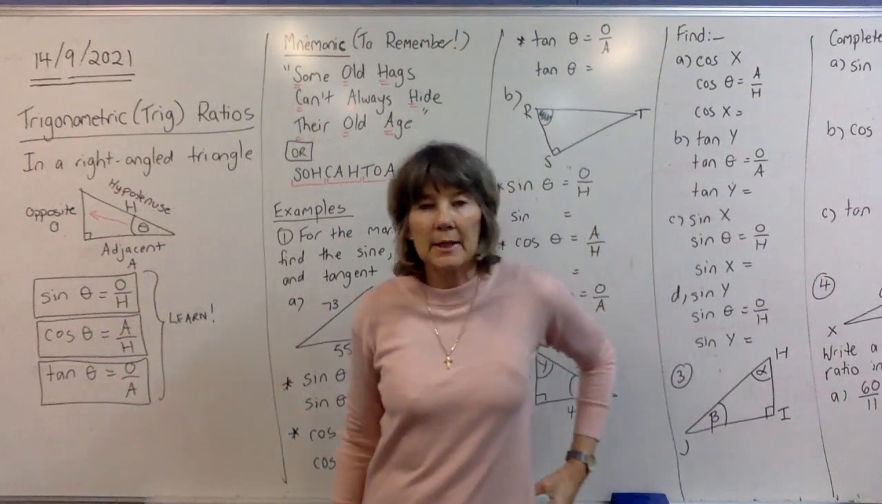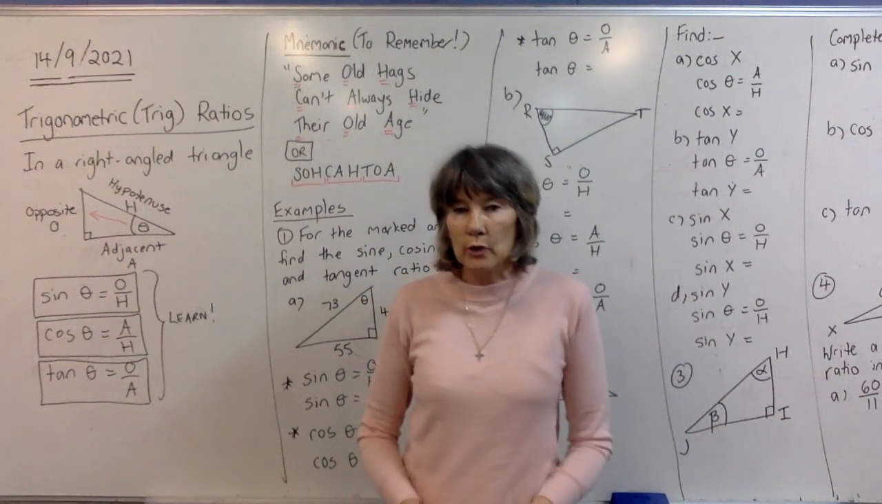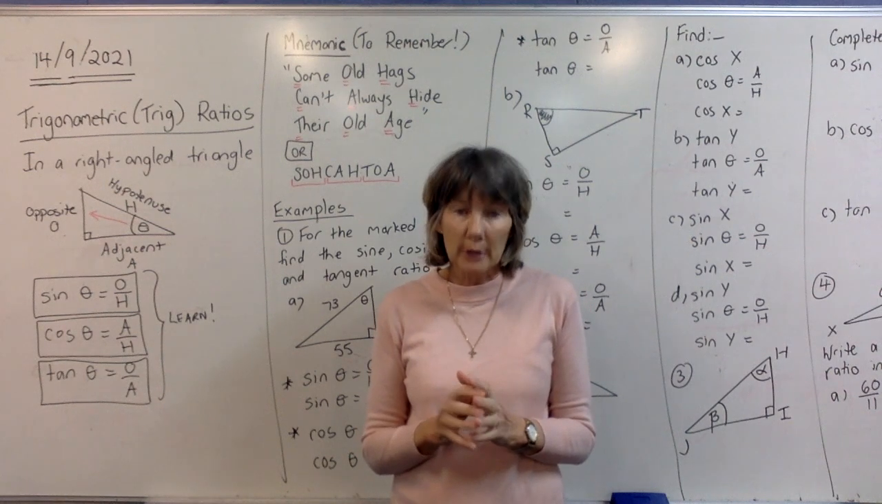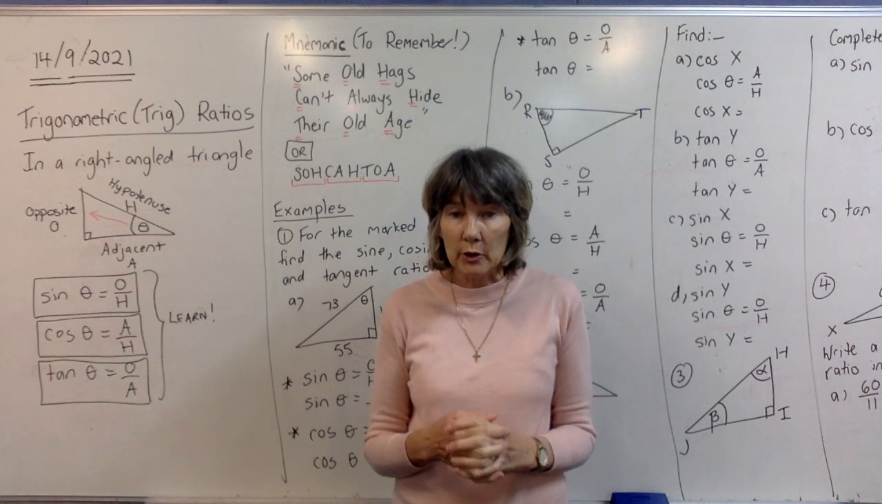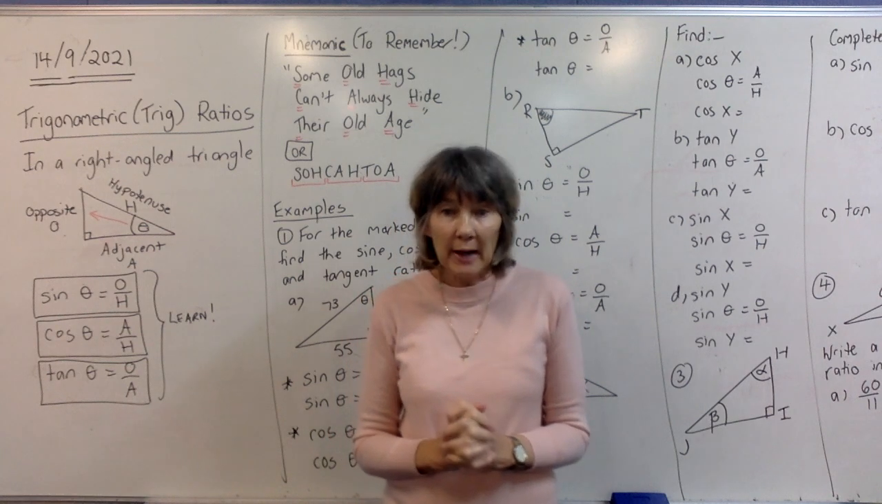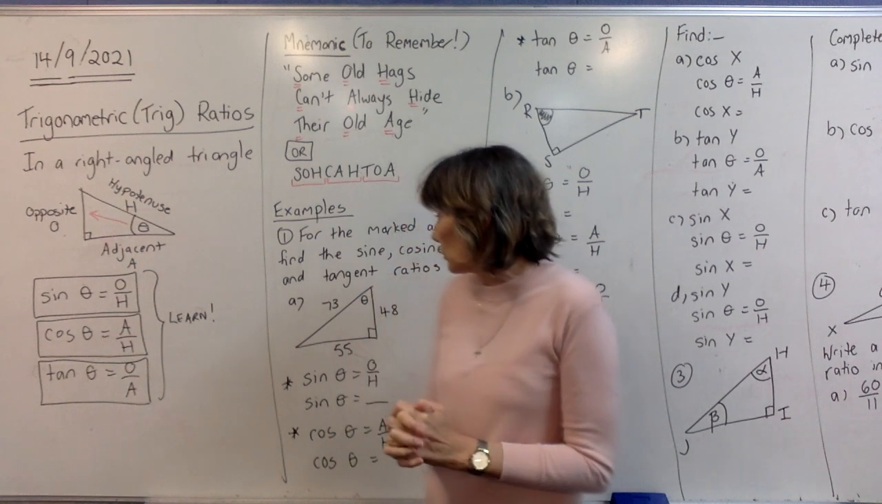Alright, so last lesson we started looking at right angle triangle trigonometry, and we just looked at finding a side length when you've been given the other two sides. Today we're looking at what happens when you actually have an angle in those triangles.